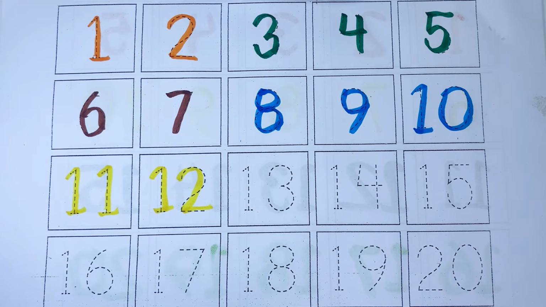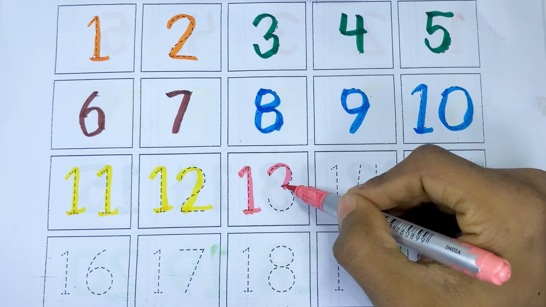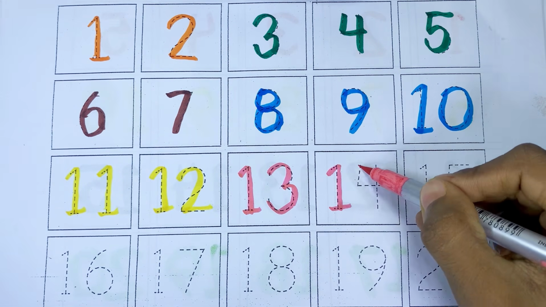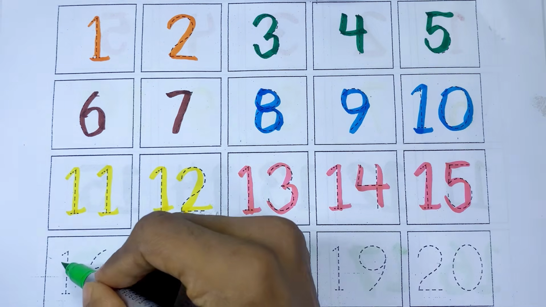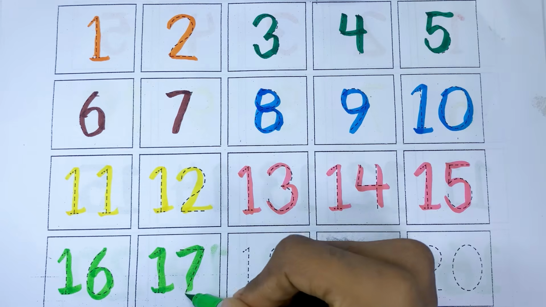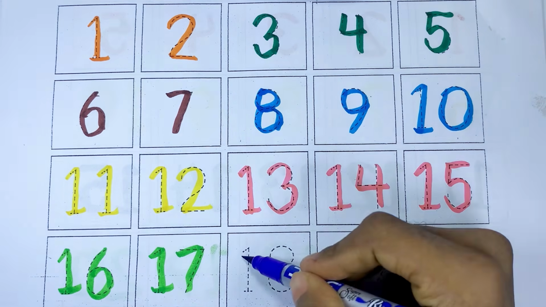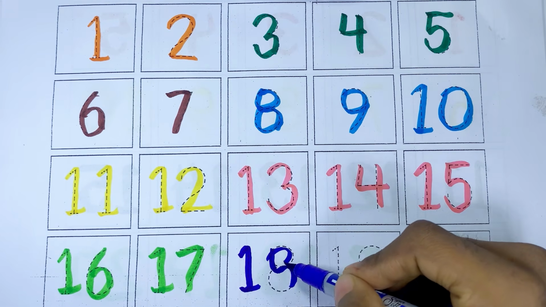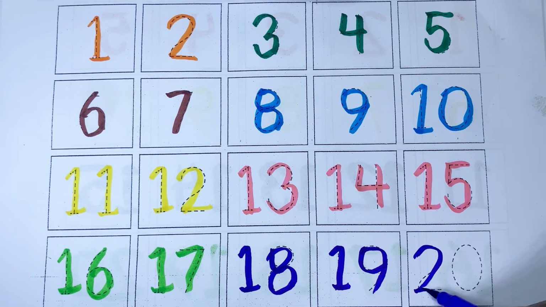12. Kids, now you draw 13, the number 13, 14, 15. Kids, now you draw 16, the number 16, 17. Kids, now you draw 18, the number 18, 19. And last we draw 20.